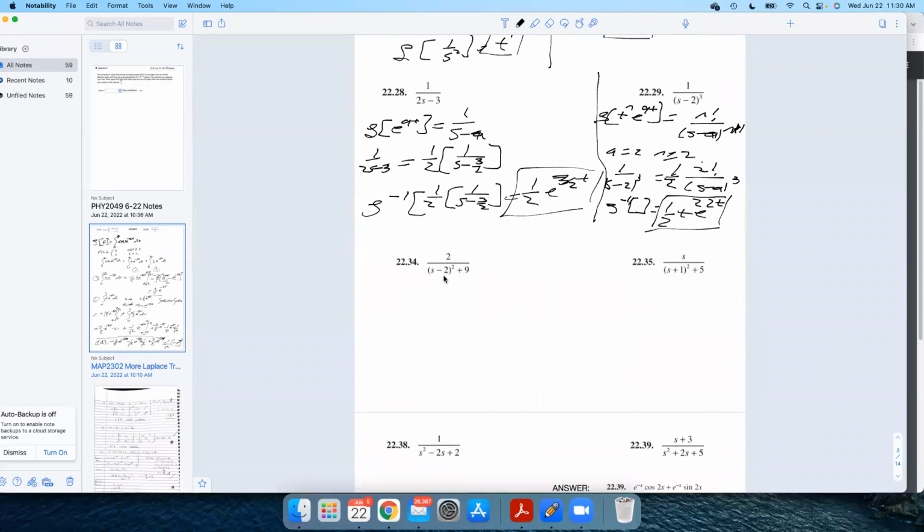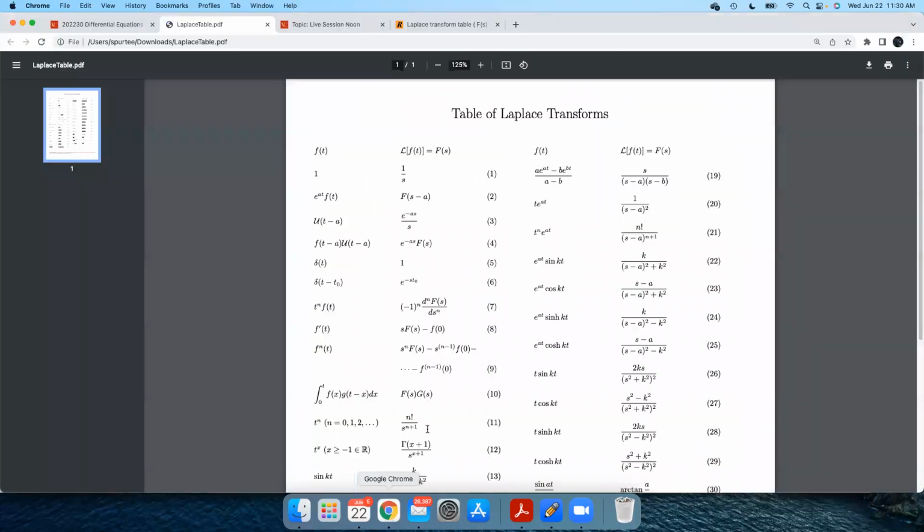Okay, this one, I'm looking for something that's got a number, not an S. Look at that guy. He's got an S on top. This one doesn't. Got a something plus or minus something squared and then plus a number. I'm looking for this form over on this side. Okay, that's looking like maybe one of these over here.